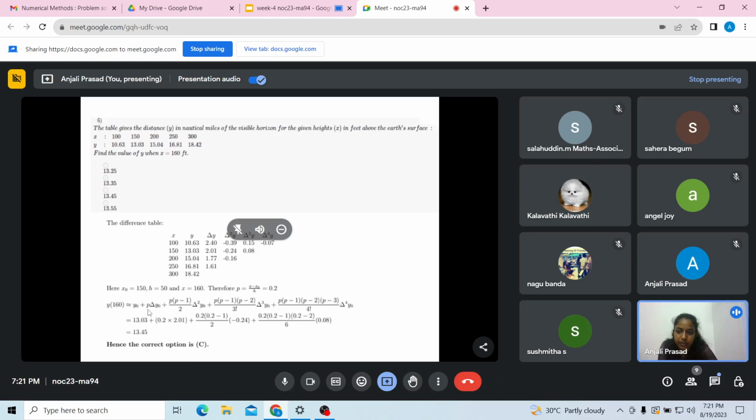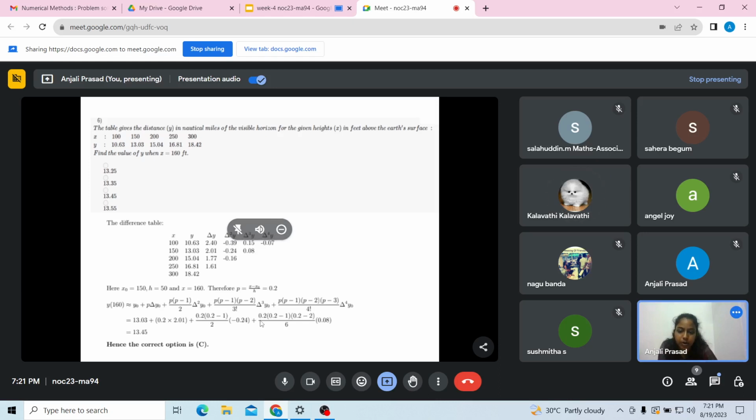And here at the place of P you will write 1.2 into del y naught, that is 2.40. So you'll get 1.2 into 2.40, plus P into P minus 1 by 2, that is 1.2 into 1.2 minus 1, that is 0.2 by 2, into del square y naught. What is del square y naught? That is minus 0.39.